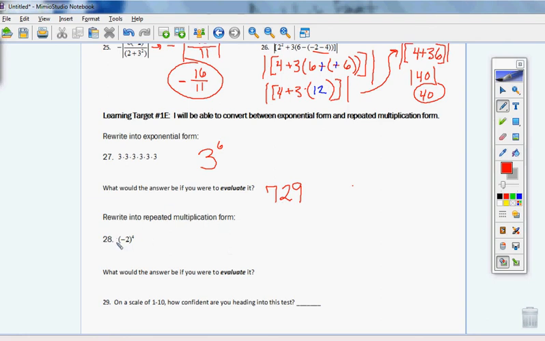All right, repeated multiplication for 28, you have to be careful. The base is negative 2. That is the number that you need to multiply by itself 4 times. Okay, it's not 2 with a negative out front. It's negative 2 times negative 2 times negative 2 times negative 2. All right, so that would be the answer in repeated multiplication. I'm going to take this slow. What's negative 2 times negative 2? 4. Times negative 2 times negative 2 is actually 4 again. So this would actually be 16. And if you did this on your calculator here, you would get 16.